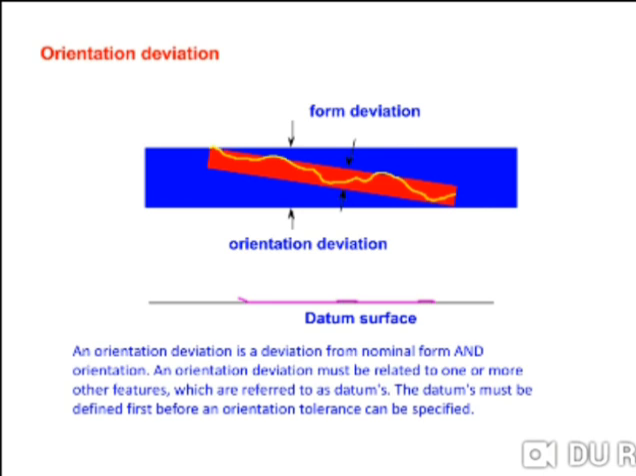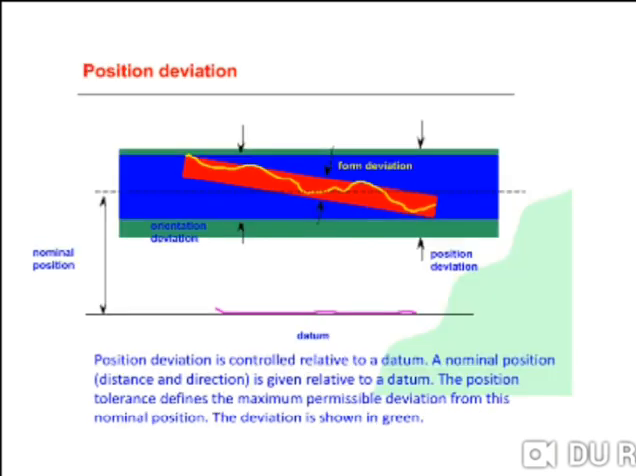Orientation deviation. Orientation deviation is a deviation from nominal form and orientation. An orientation deviation must be related to one or more other features which are referred to as datums. The datums must be defined first before an orientation tolerance can be specified. The slide shows a parallel orientation. The feature being controlled must lie within a tolerance zone that is oriented parallel to the datum surface.